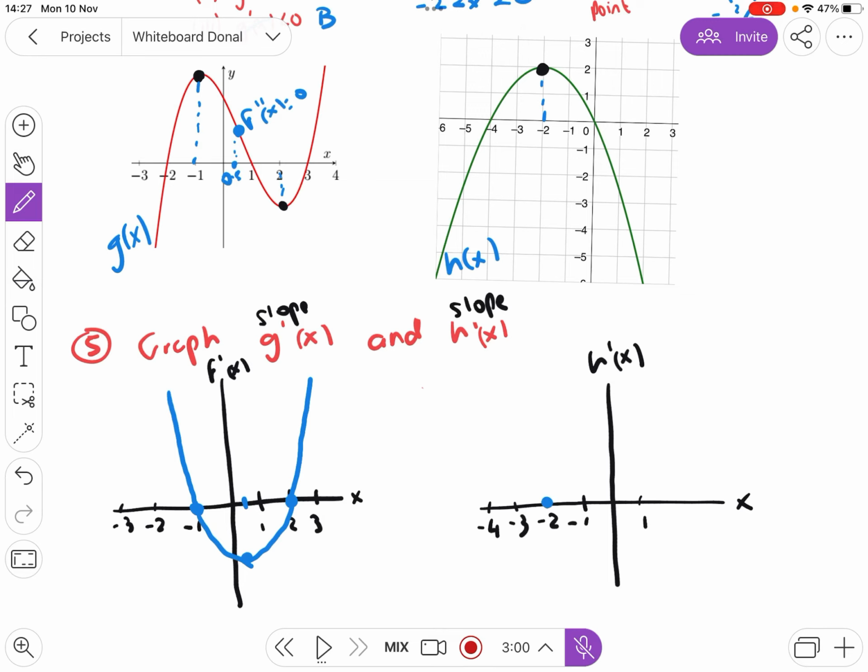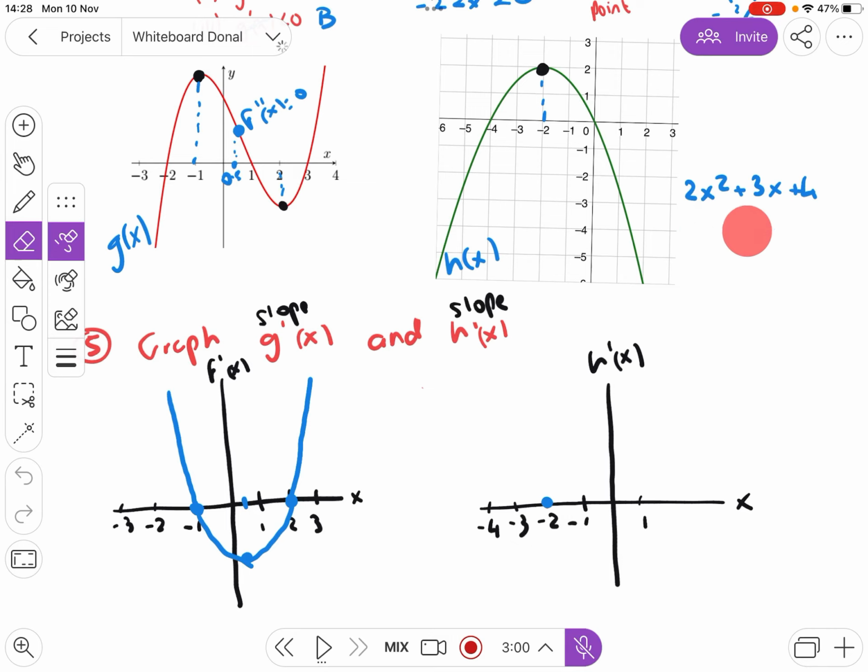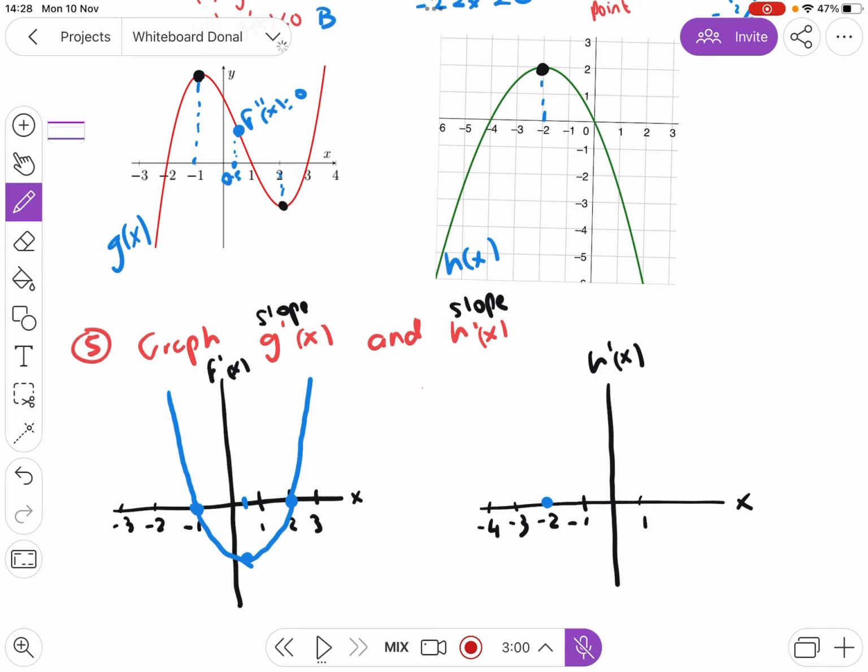Now with something like this, because it's only got 1 turn, I'm going to lose a turn and we'll end up with a straight line. Because if this happened to be 2x squared plus 3x plus 4, if I differentiate that, I get 4x plus 3. That's the equation of a line. So you'll find that you'll always lose a turn. Here I can see my slope is increasing, so that's a positive slope, which means that I need to be above the x-axis for that. At the turning point then, my slope turns negative, so my line will go below the x-axis. And there is my graph for my first differentiate.